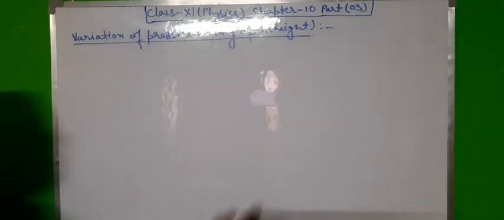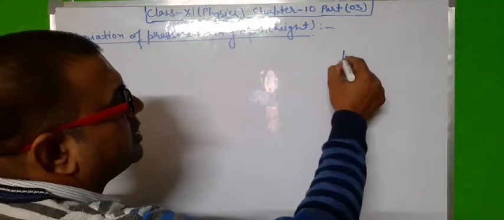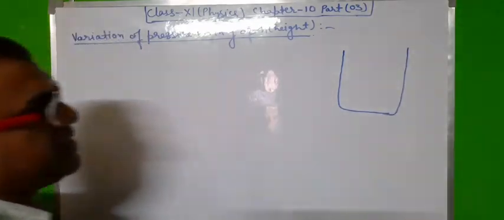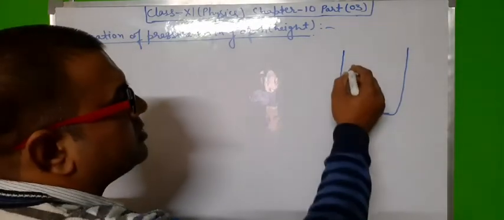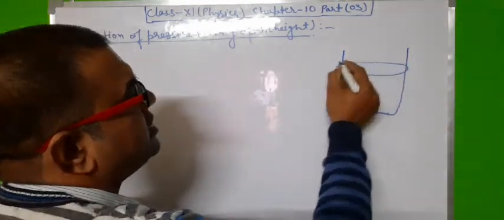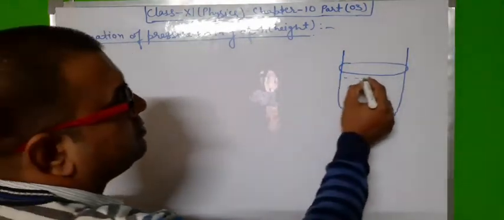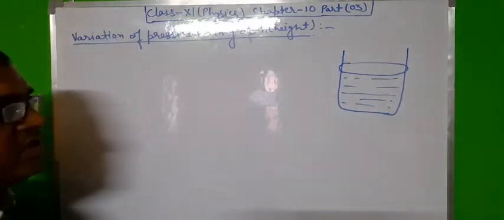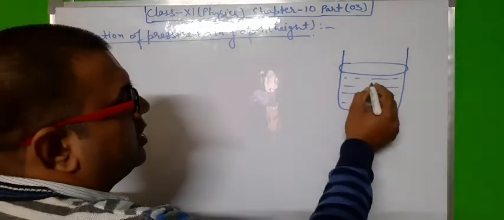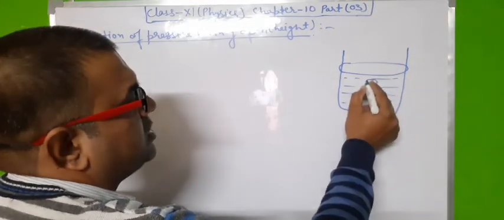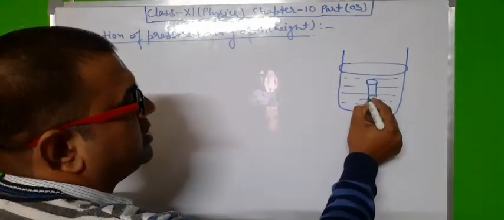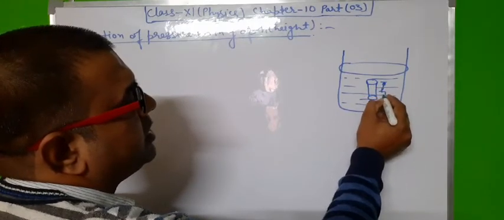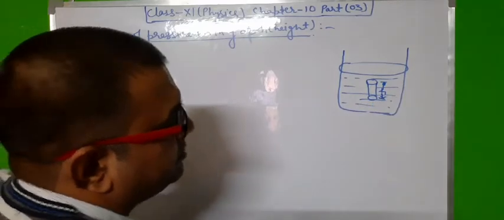So for this, we will consider what? We will consider a vessel filled with water. Suppose this is the vessel and this vessel is filled with water. Now, a cylinder of height h is kept inside this vessel.